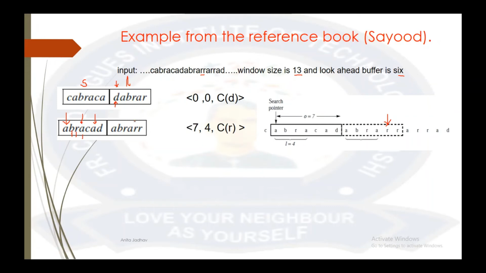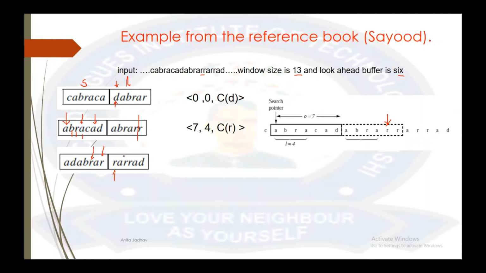Now what will happen? You have encoded up to this. So all this will be in your search buffer. So you have encoded R and you will include the next 6 characters in your look ahead buffer. So let us try to find out. Now this is a very tricky thing. I want everybody to pay attention here. So I'm counting R. Okay. So I have R at this position. Okay. And then I have R at this position.